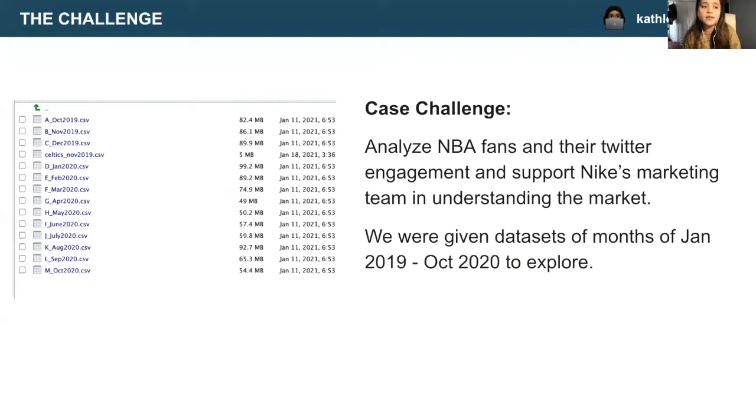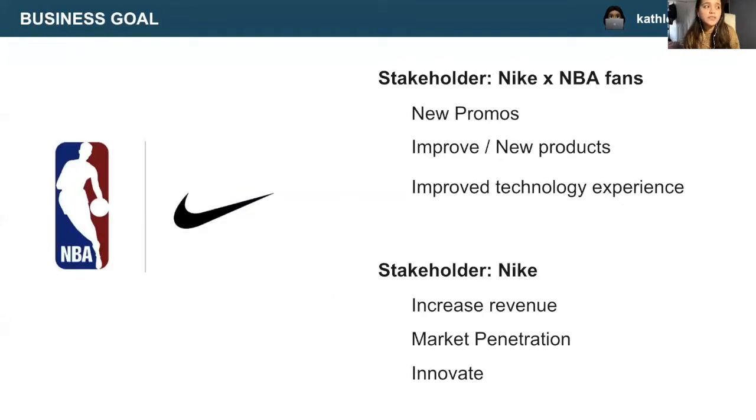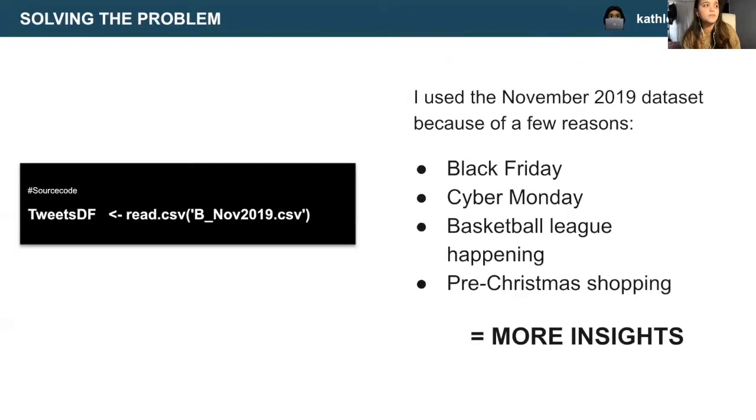We were given data sets from the months of January 2019 to October 2020 to explore. Our business goal is focused on our two key stakeholders, which are first the NBA fans. We want to have new promotions for them. We want to improve and explore new product lines for them, and improve the technology experience as well. Another key stakeholder is Nike, so we want to be able to increase revenue, market penetration, and innovate.